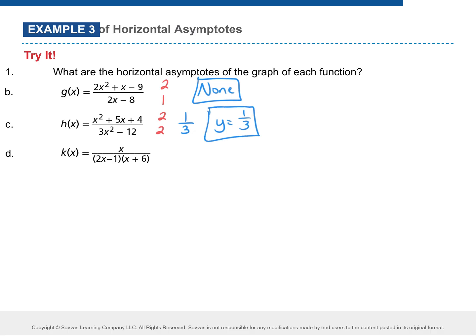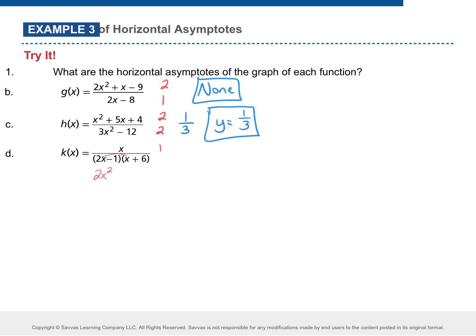Okay, that last one here. What's my degree of the numerator? 1. What about the denominator? 2. Where do you get 2 from? Because I combined them. Right. It's in factored form right now, but we want to know what the degree is, so we need to combine them by multiplying. Okay, so I need to take 2x times x, which is 2x squared.